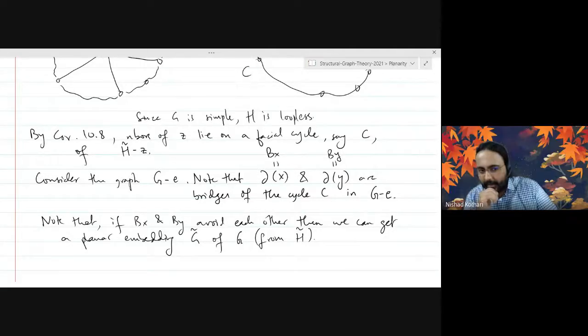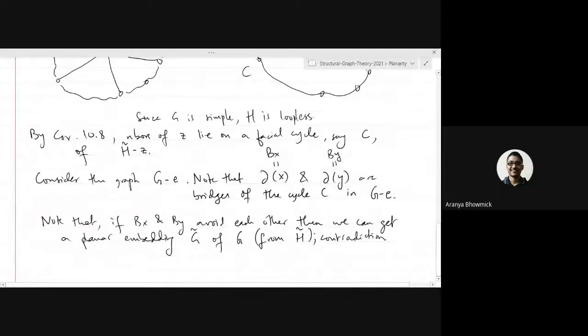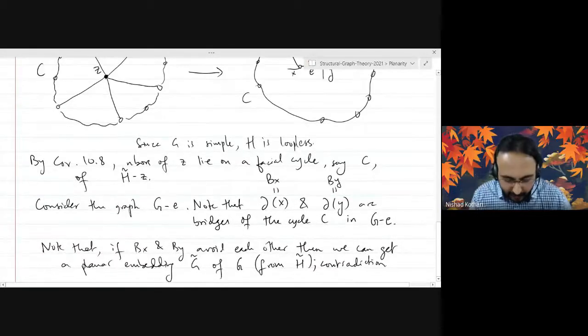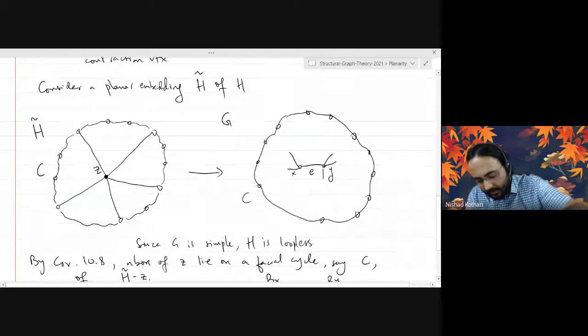This is a contradiction, exactly. So let me just write it down. If this happens, then we immediately say that this is a contradiction. So basically, Bx and By must overlap. They must overlap. But before we talk about that, let me just make sure that everybody understands this point.